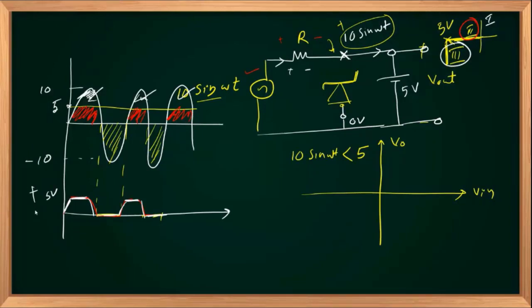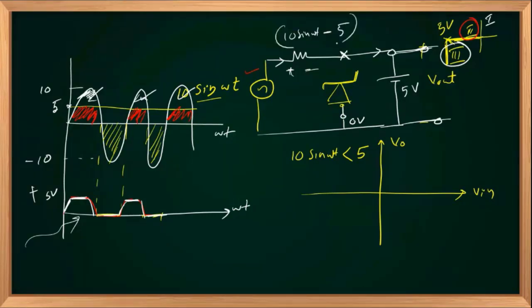So the waveform will look like the waveform shown here. This is the omega t axis. If it is in breakdown mode, you are applying 10 sin omega t and you are getting only 5 volts here. The remaining voltage, 10 sin omega t minus 5, will be dropping across the resistance R in this polarity during this region if V in is greater than 5.